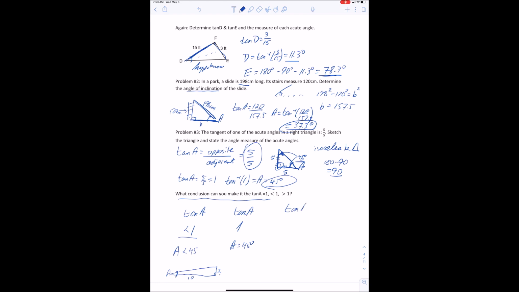And if tangent of A is greater than 1, imagine if I flip that around, and now I draw a triangle where the angle is much bigger than 45 here, and this is something like, say, 8, and this is something like 5. Now 8 over 5, the opposite over the adjacent, well, that's bigger than 1, so that means angle A is bigger than 45 degrees. Okay, and that is the tangent ratio.